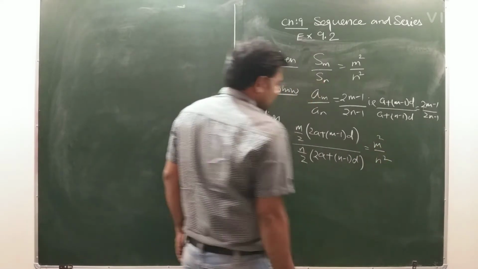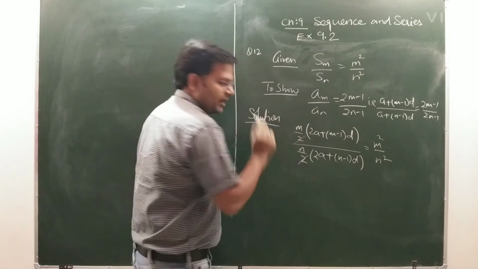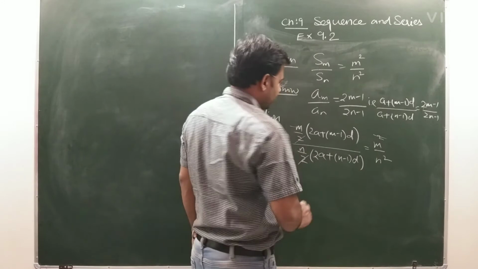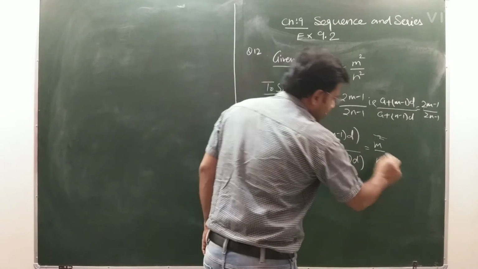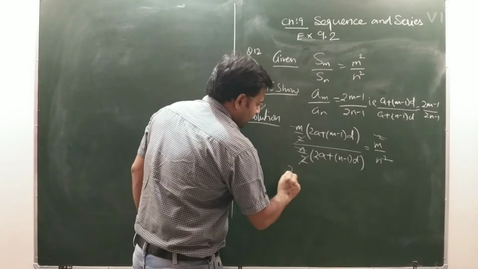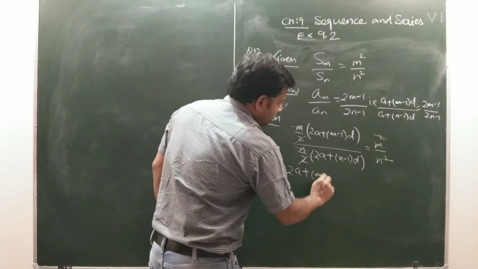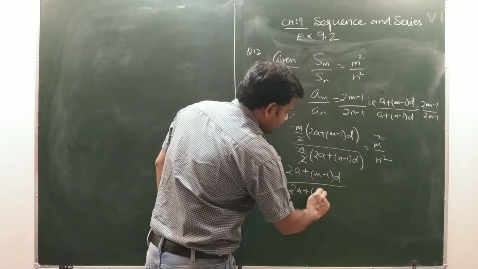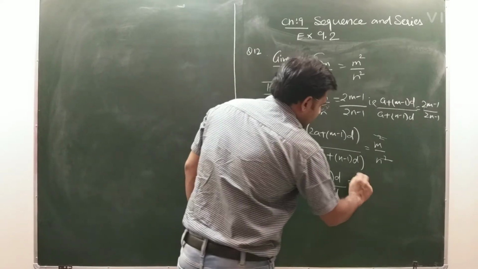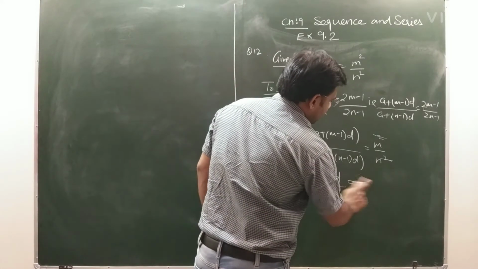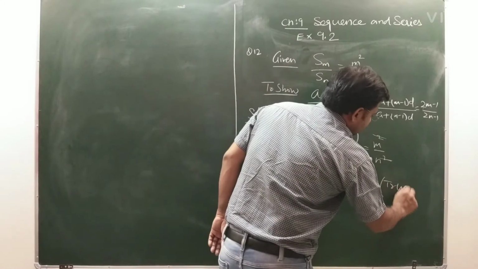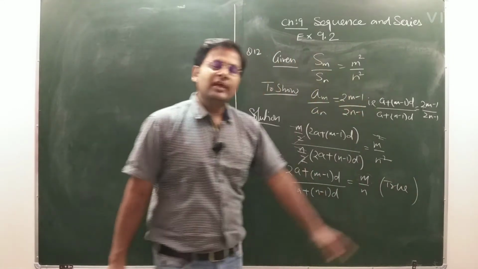n square. So you can see that 2 you can cancel here, and this m will be cancelled by this one m, this n will be cancelled by this n. So now you are getting 2a plus m minus 1 d upon 2a plus n minus 1 d, and this is m upon n, and you see this statement is true because it is given to you.